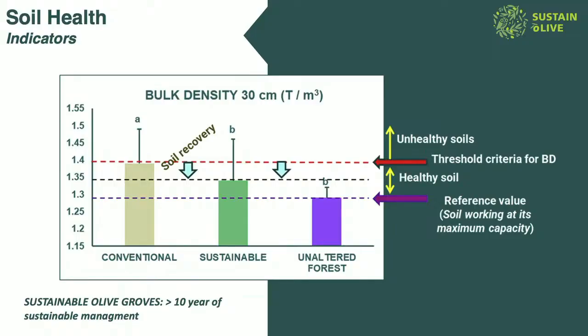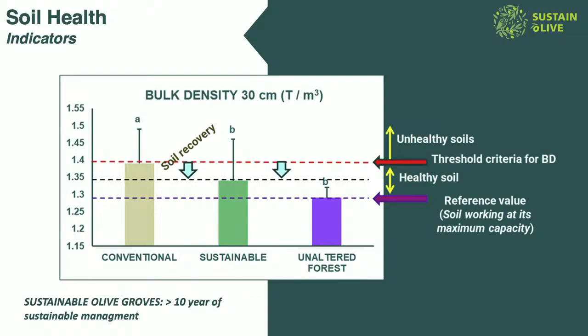since we are comparing a conventional plot with another plot that is nearby, with all the physical and climate factors the same. The sustainable plot has at least 10 years of sustainable management, so we can measure, to a certain extent, the effect of these more than 10 years of sustainable practices on the variation of the soil quality values. That is the soil recovery.